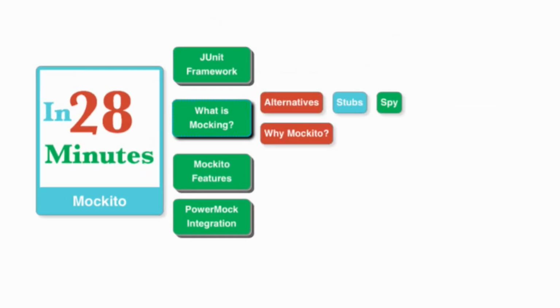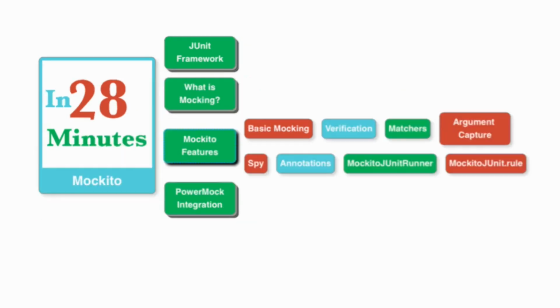We would then move into mocking and see what is mocking and also what are the alternatives to mocking. What are stubs, what are spies, and why Mockito is famous. We would look into the different features of Mockito, the basic mocking features, how do you verify calls to a method, and a couple of advanced features like matchers and argument capture.